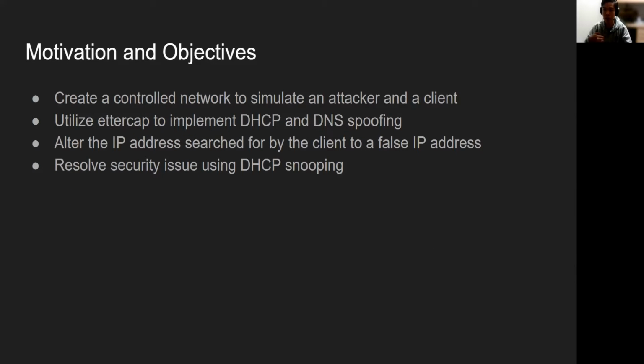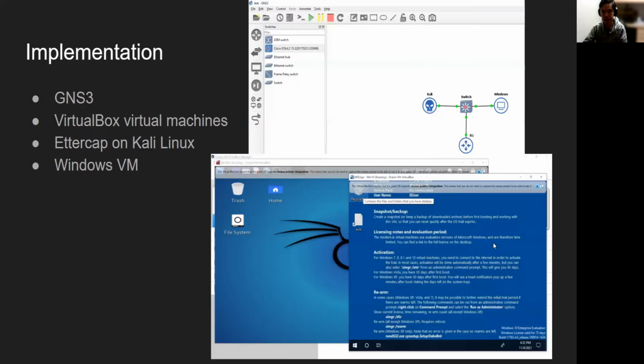So the motivation and objective of this project is specifically to create a controlled network that will simulate an attacker and a client. We'll also be utilizing EtherCap, which is software that allows the implementation of DHCP and DNS spoofing. We'll also alter the IP address searched for by the client to a false IP address using DNS spoofing. And we'll want to resolve the security issue using something called DHCP snooping.